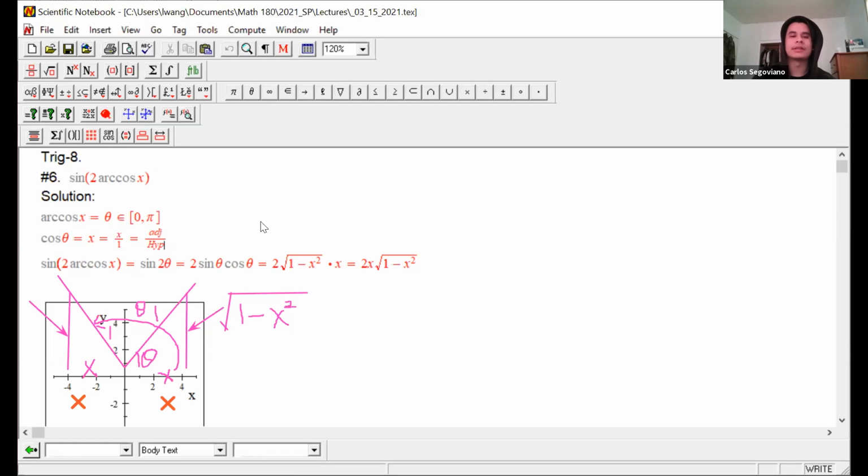Oh, yeah, I see what you did. It's a ratio, right? So then you took the x because it's the adjacent side, and you replaced it with the cosine. The adjacent side is x right here. This angle is the adjacent side. Okay, I got it. Thank you.